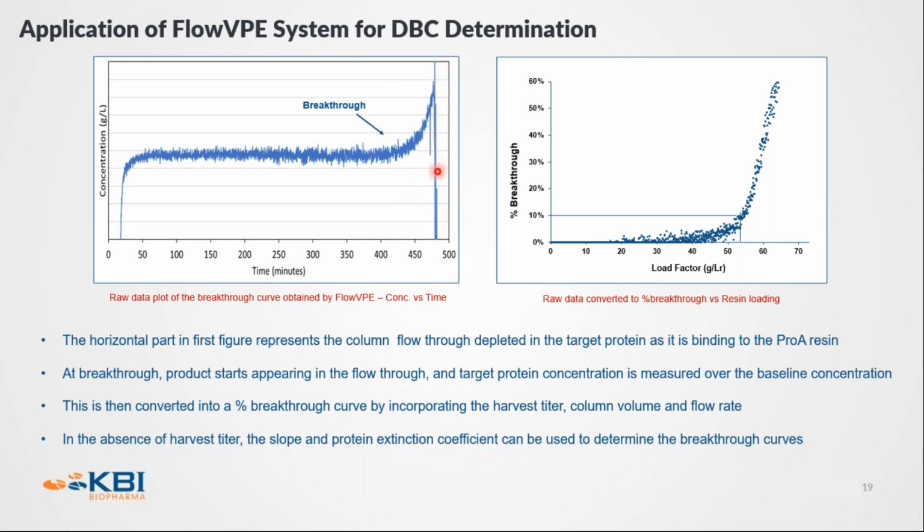Once we have this data, we incorporate the harvest titer, the column volume, and the flow rate to plot the breakthrough curve, which is something like this. You can see that it's a nice and smooth breakthrough curve with multiple data points for every time point, and we can accurately predict the 10% DBC using the breakthrough curve. And these are generated almost real time.